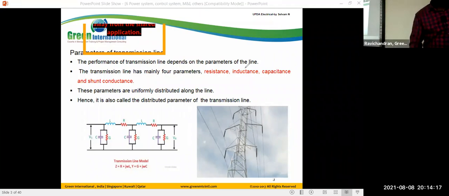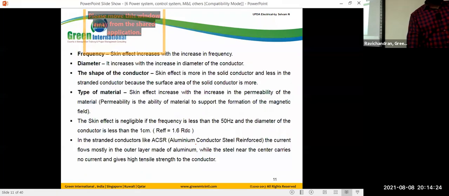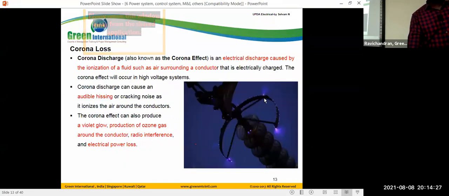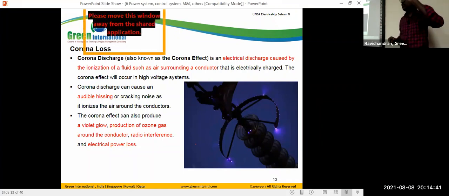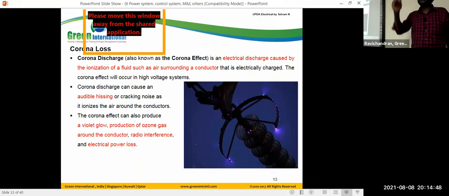We may see this dot on the conductors. Sometimes we say there is a spark that occurred. So from the exam point of view: point number 1, ionization of the air; point number 2, humming sound, hissing sound, and violet color. Another thing, 220 kV, above 220 kV, or simply EHV line.